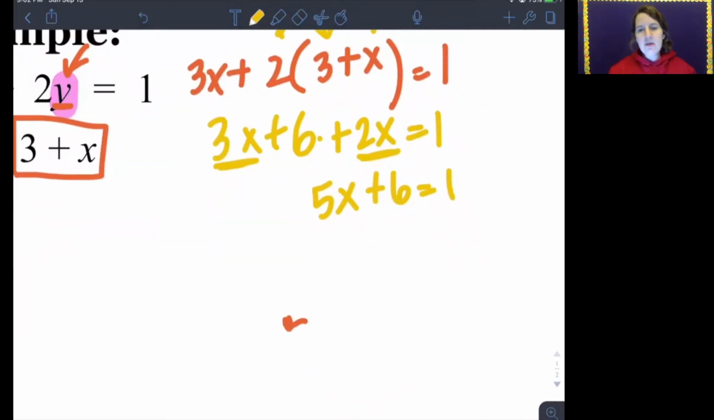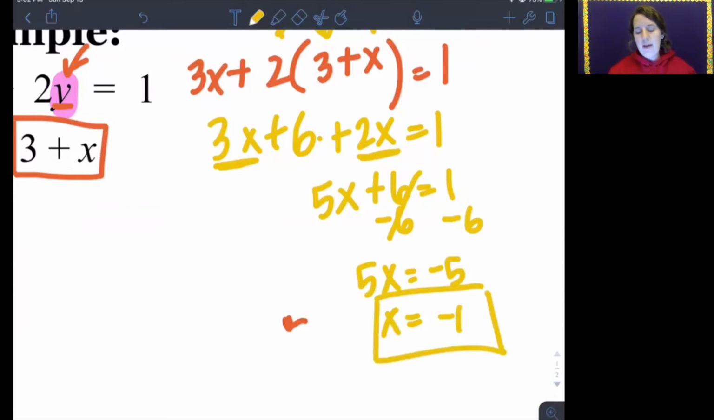And then I need to solve for x. So I'm going to subtract 6 from both sides. 5x equals negative 5. Therefore, x equals negative 1. That last step I would have gotten by dividing by 5 on both sides.